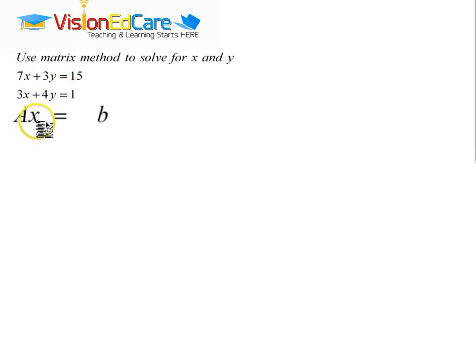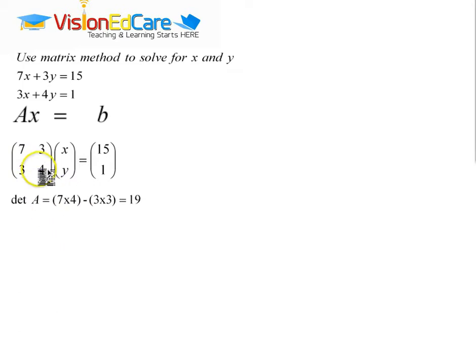And then the vector X here represents x, y, and B here represents 15, 1. So here we write the matrix in this form as the first thing you need to do. The next thing you need to do is to find the determinant of the 2 by 2 matrix A. A here represents the matrix 7, 3, 3, 4. To find the determinant, we multiply the leading diagonal, 7 times 4, subtract the product of the elements in the non-leading diagonal, which is 3 times 3, and we get 19.